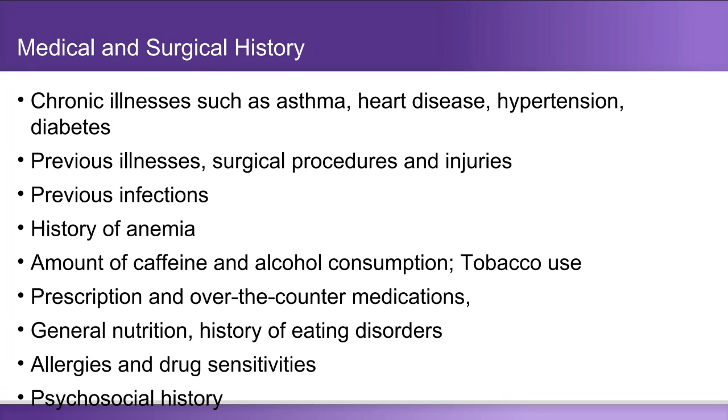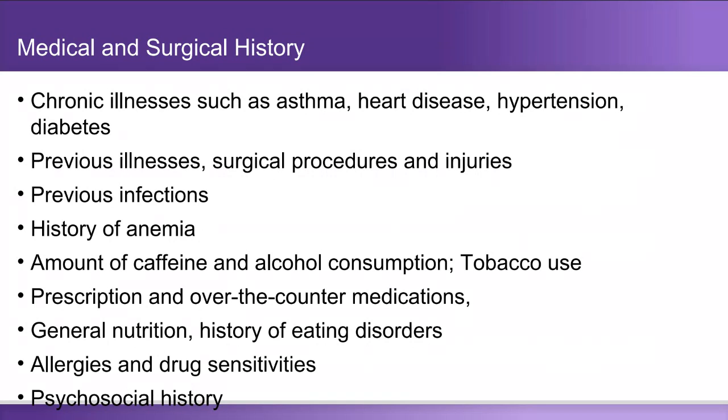Any previous illnesses or surgical procedures and injuries. Sometimes that's important. You know, maybe they haven't had a C-section before, but maybe they've had another type of uterine incision that we might need to know about. Or we might need to know about surgical procedures where maybe they didn't tolerate anything well. We want to know about any previous infections. Do they know they have HIV, hepatitis B? Have they had a history of anemia in the past, because they're likely to have anemia during pregnancy?